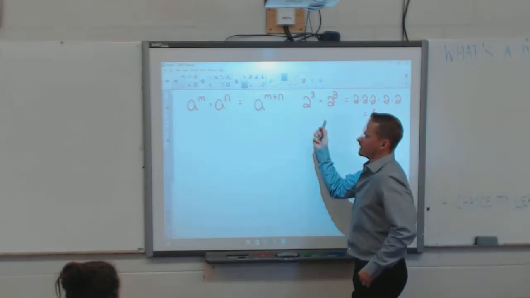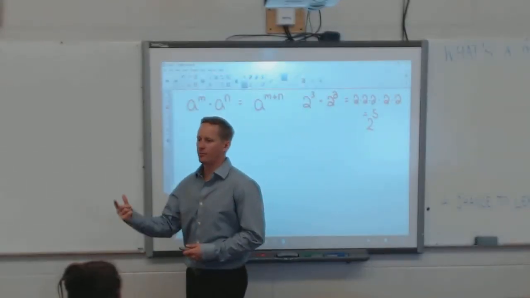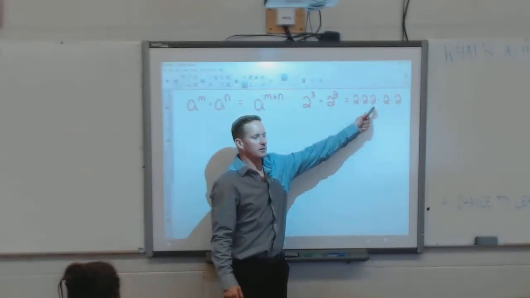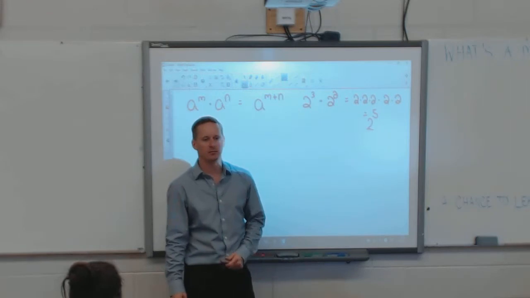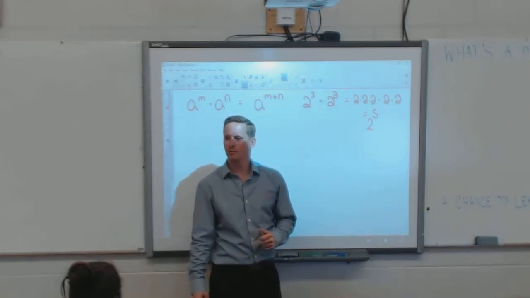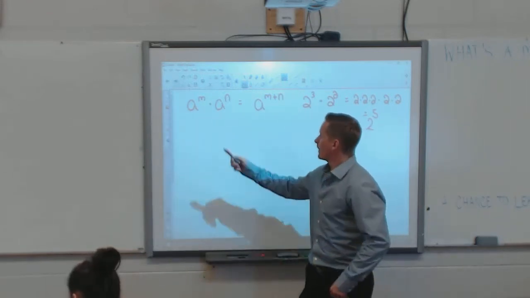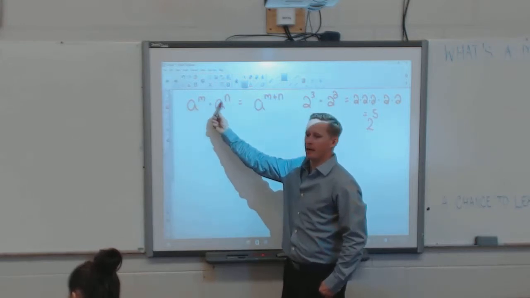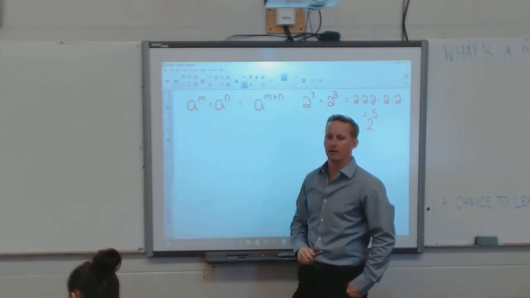The mistake that gets made is everybody assumes that you multiply those together. But if I write it out like this, I can clearly see that I only have 5 2's. So it's 2 to the power of 5. So when I have the same base and I multiply these, I add the exponents together.